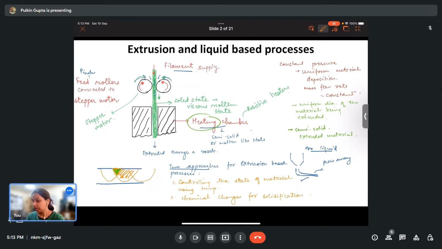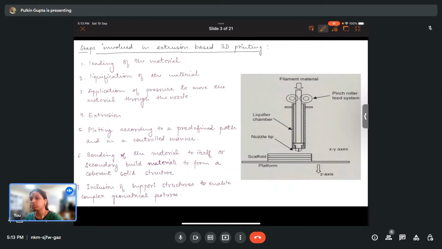Now let us move to the basic principles, or the sequence of operating an extrusion based process, or the features of this process. It is a kind of 7-step process. First is the loading of the material. Second is the liquefaction of the material. Third is application of pressure to move the material through the nozzle. So let us first see these 3 steps.